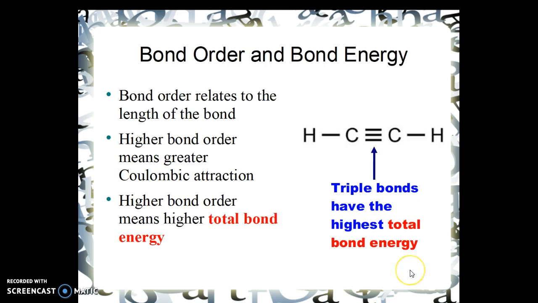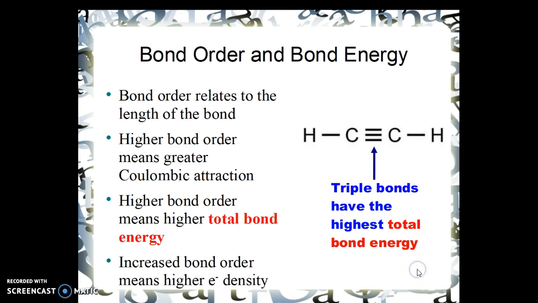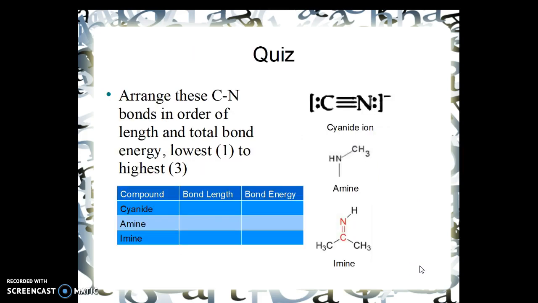Bond order also is related to bond energy. If you have here 2, 4, 6 electrons, 3 electron pairs between the two carbons, you have a high electron density and therefore the highest total bond energy. Increased bond order means higher electron density, and it means higher bond energy. So, arrange these carbon-nitrogen bonds in order of length and total bond energy. The lowest length would be a 1, the highest would be 3. The lowest energy would be 1, the highest would be a 3.